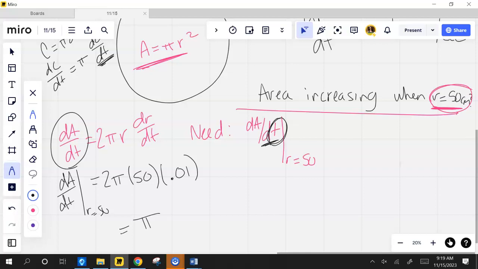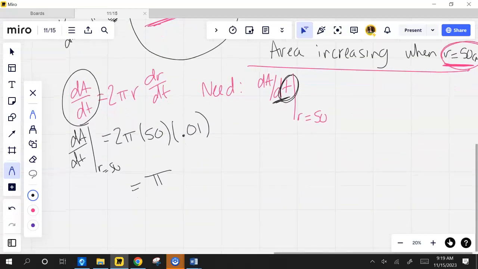What are my units? And be very careful. This is area. Right now we're area. Square centimeters per second. 2 times 50 is 100, and 100 times 0.01 is 1. So at the exact moment that that plate's radius is 50, the whole area of the circle is increasing pi square centimeters every second. That's the answer.